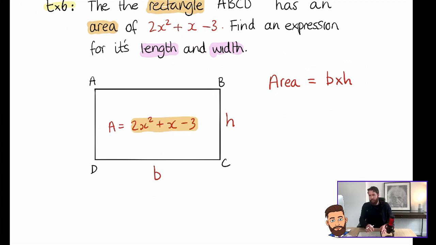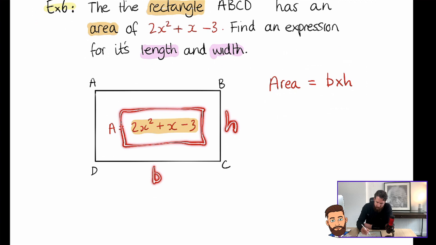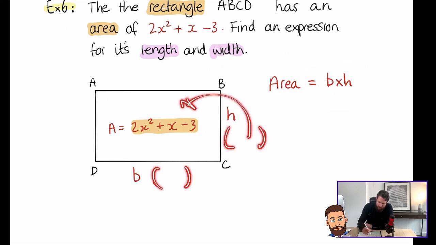Now, if we bring this all back together, what would this b and this h have to be to multiply together to get a quadratic? Well, it would have to be two brackets. It would have to be a bracket here with something in it. It would be like x plus something, and 2x plus something here because you've got 2x squared. So we need two brackets that multiply together to give me this.